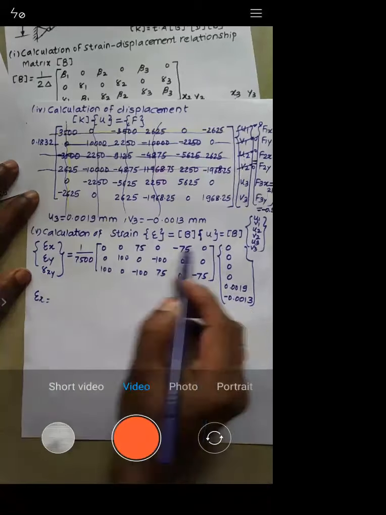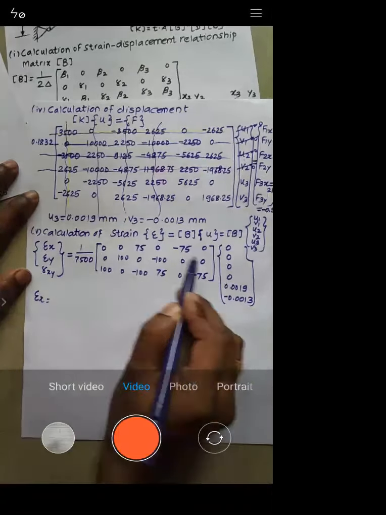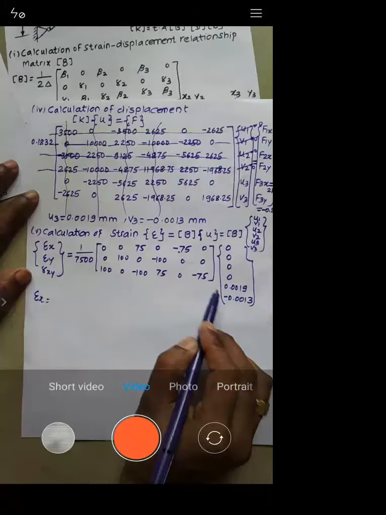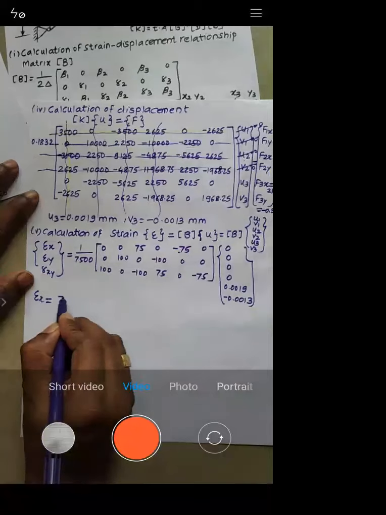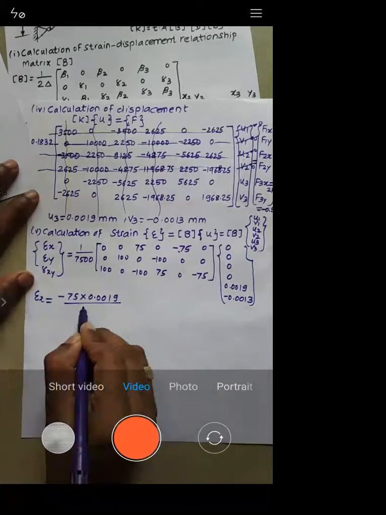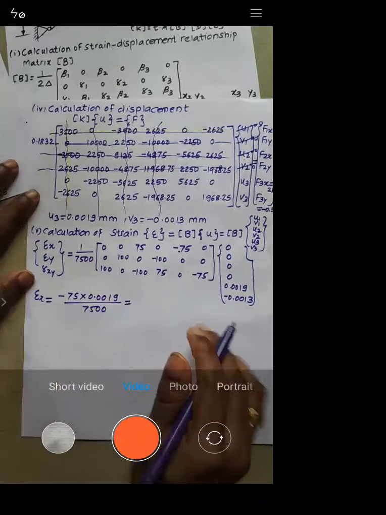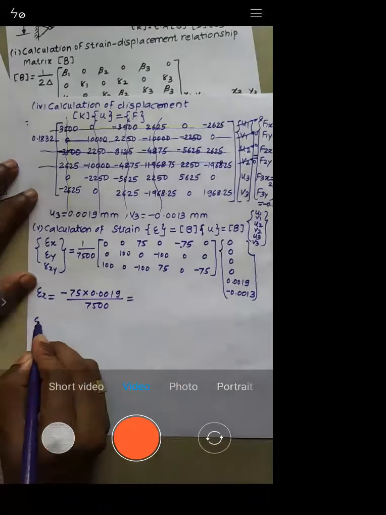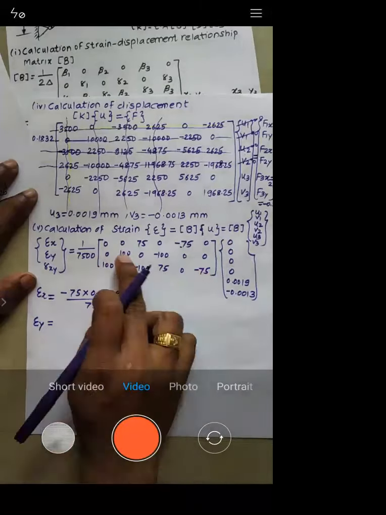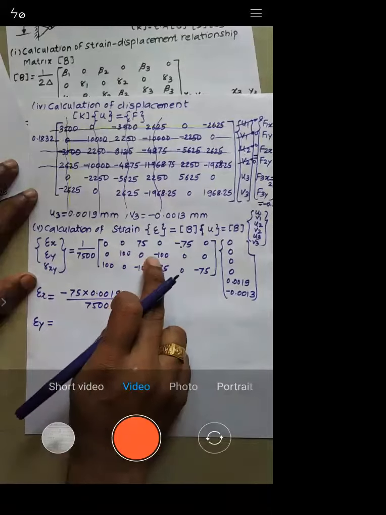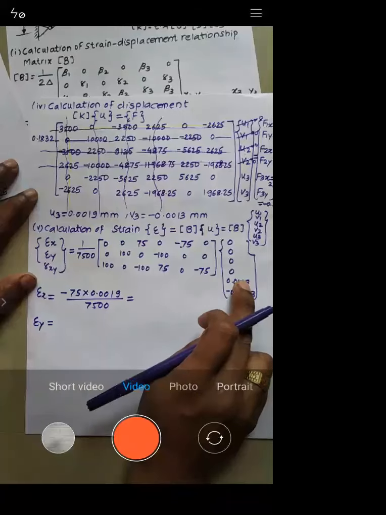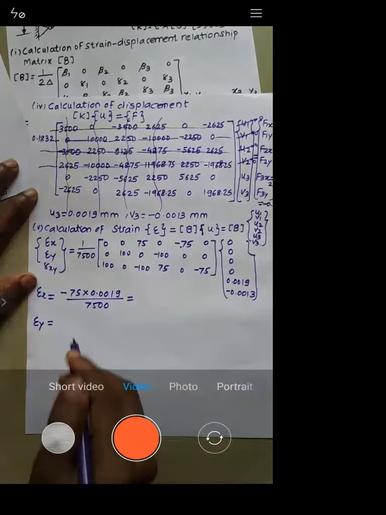See, this into this is 0, this into this is 0, 75 into 0 is 0, 0 into 0 is 0, minus 75 into this value, right? So this is to be written as minus 75 into 0.0019 divided by 7,500. It will give you the value of Ex. Similarly, how will you calculate Ey? Ey is given by, see, this into this is 0, 100 into 0 is 0, 0 into 0 is 0, minus 100 into 0 is 0, 0 into this term is again 0. Ey is 0.